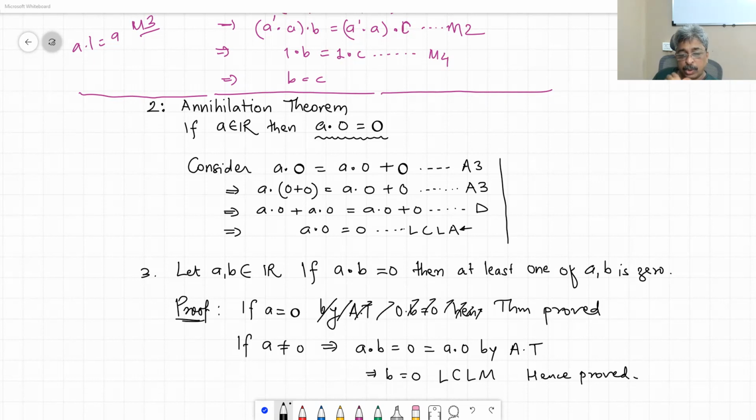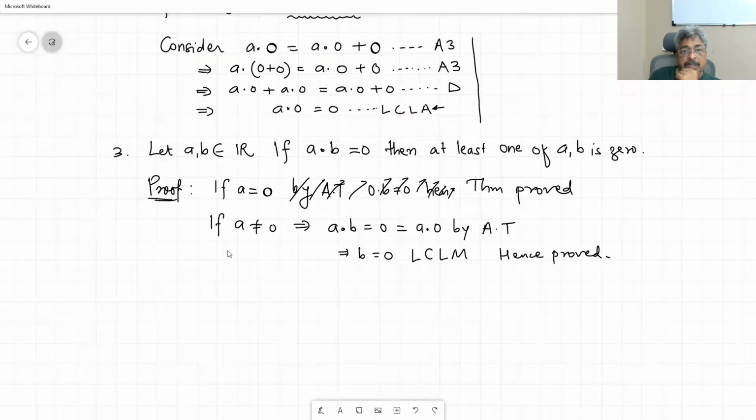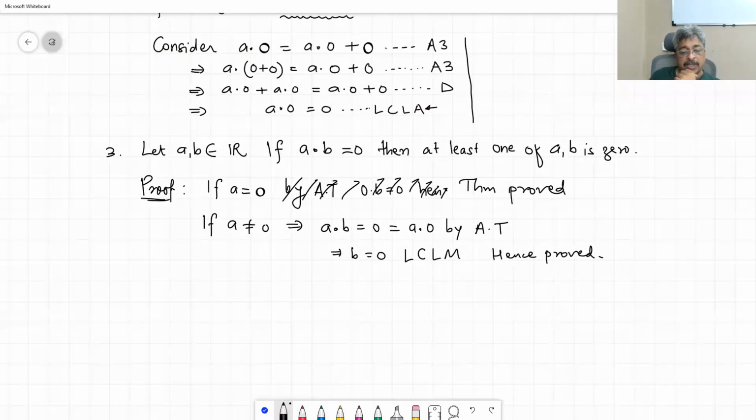0 is its own additive inverse. The next theorem is: 0 is its own additive inverse.